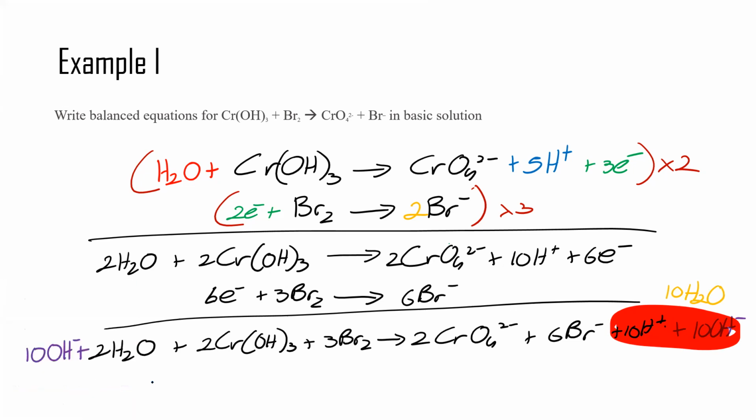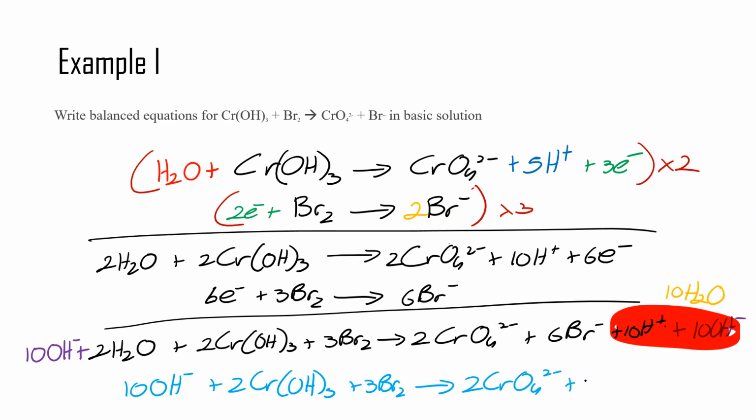And the final answer would be 10 OH- plus 2 Cr(OH)3 plus 3 Br2 to give 2 CrO4 2- plus 6 Br- plus 8 H2O. And that will be our final answer.